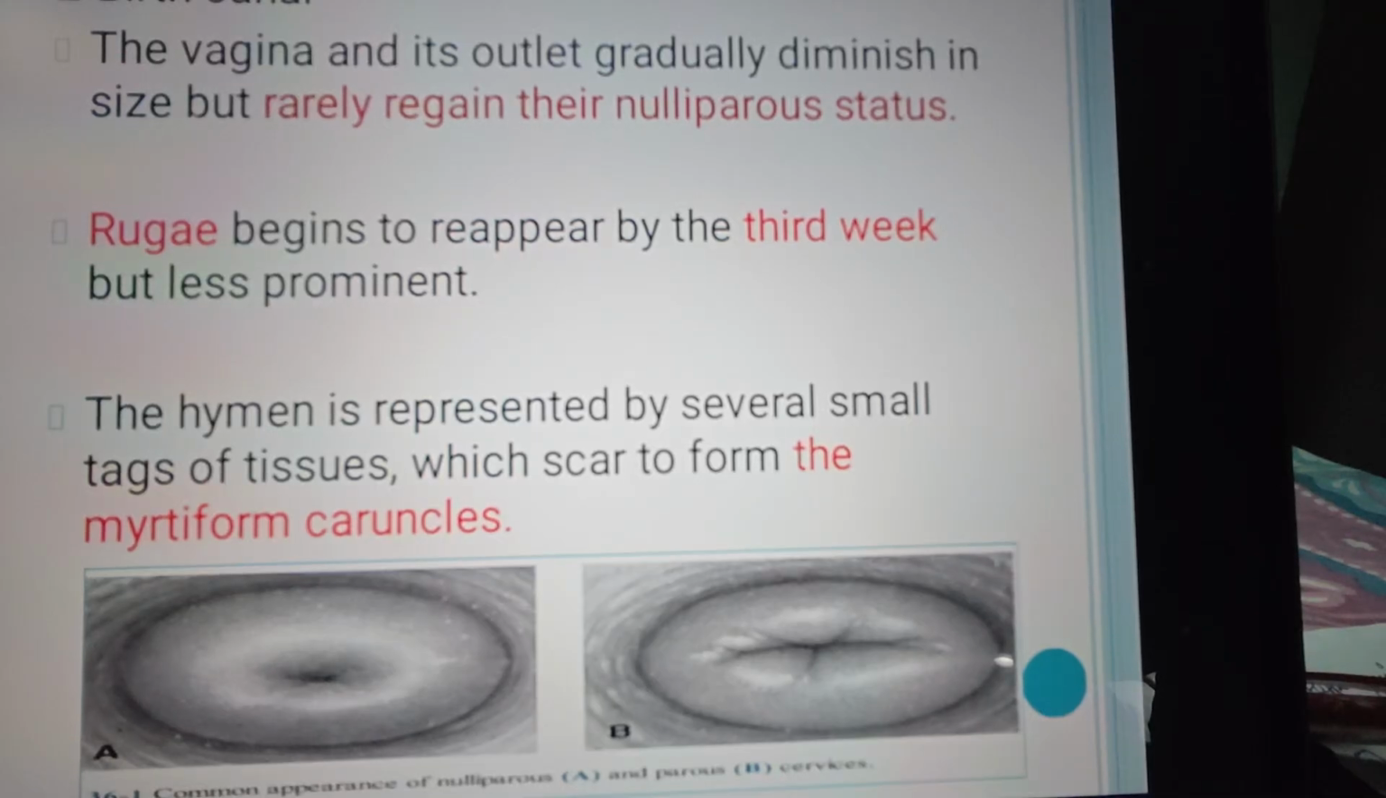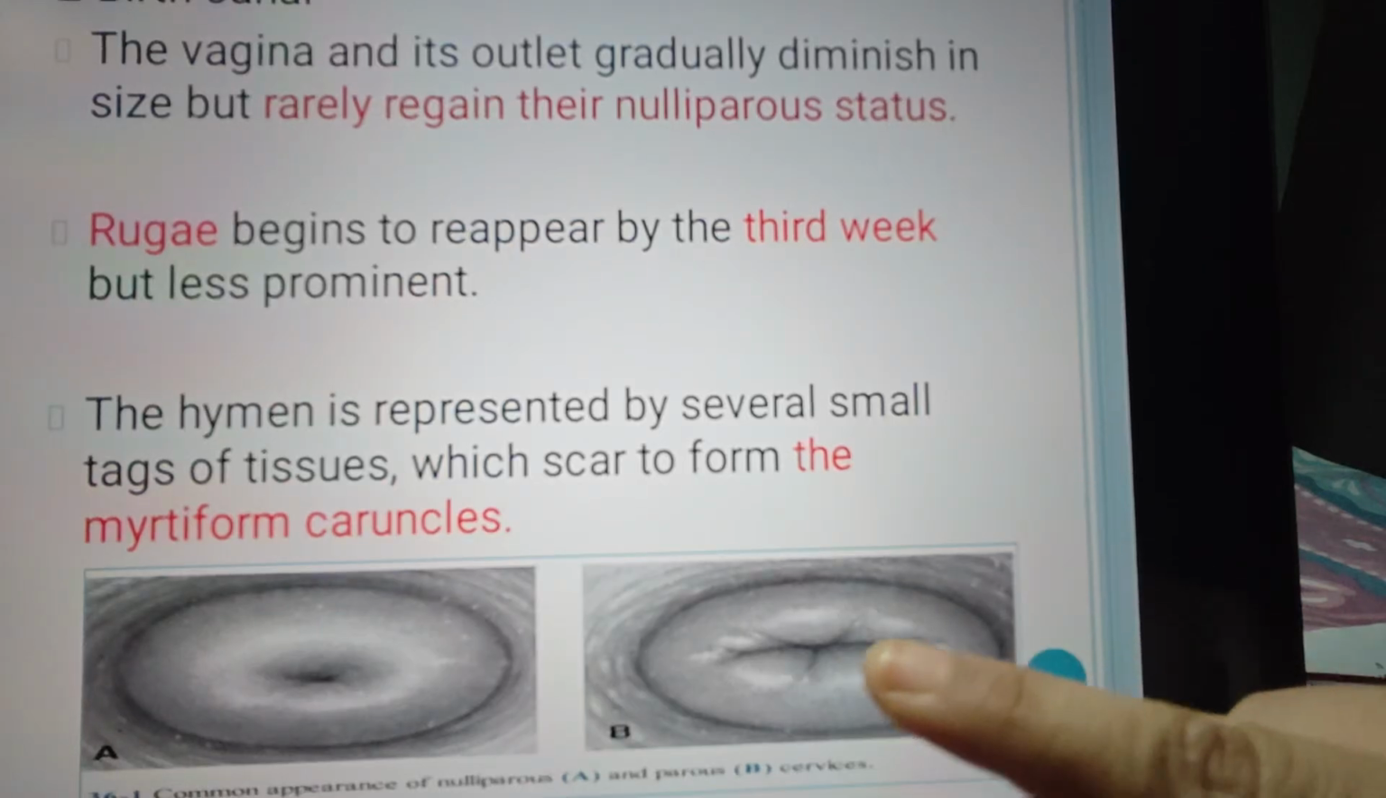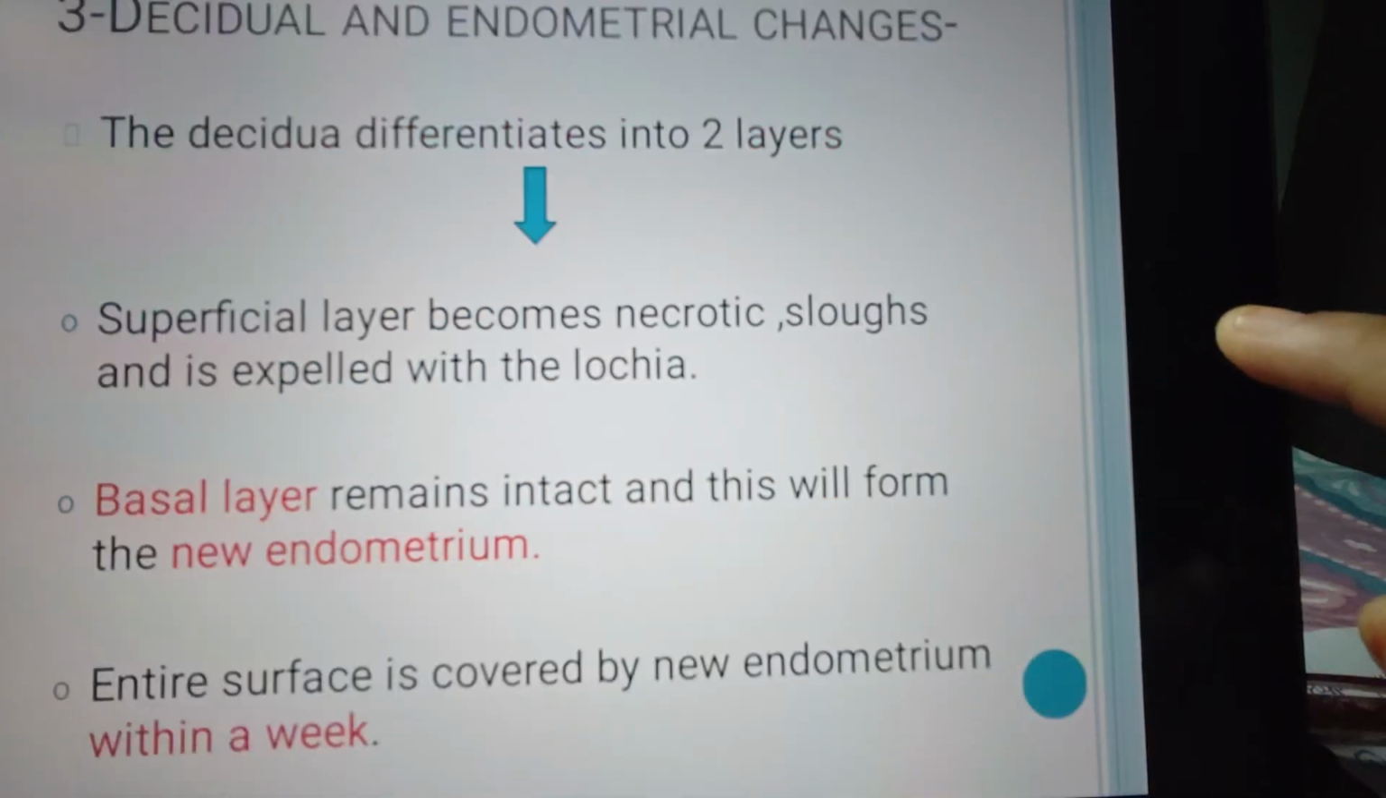The hymen is represented by several small tags of tissue which scar to form the myrtiform caruncles. So this is the cervix of a nulliparous female and a parous female. In a nulliparous female, the cervix is pinpoint, while in parous women the cervix is slit-like, or there is a transverse slit on the cervical os.